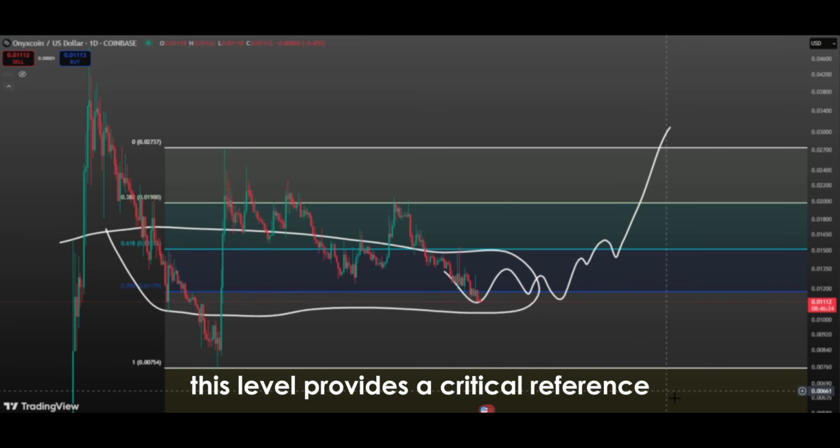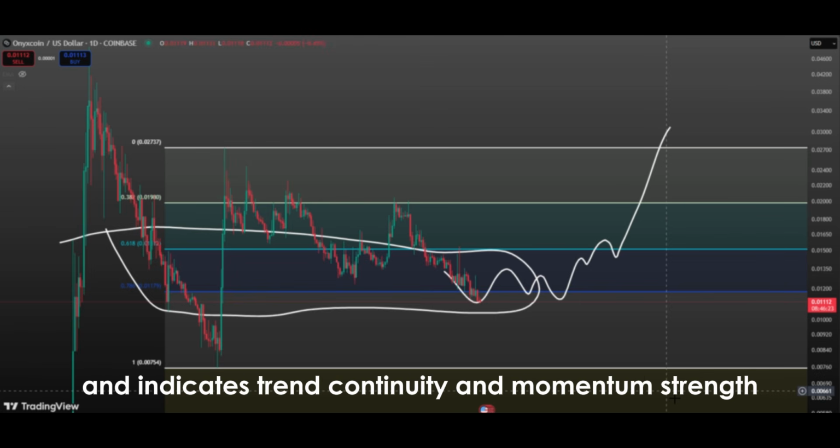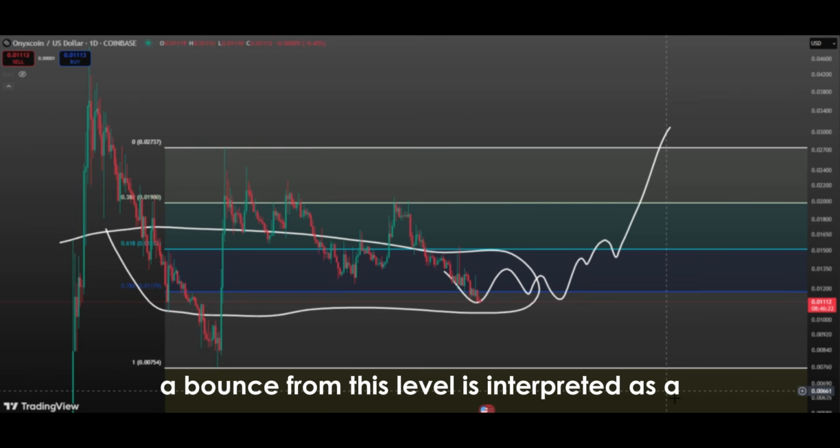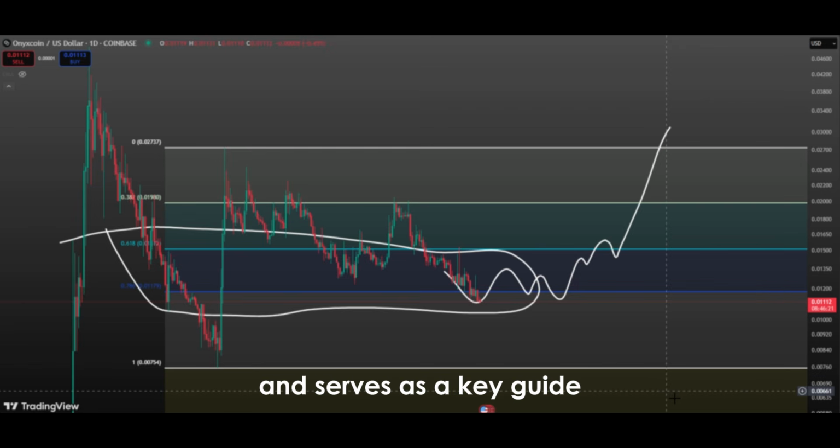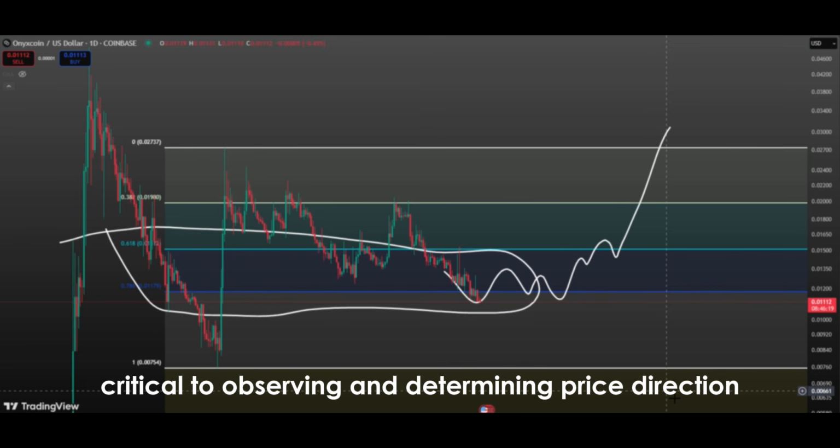In conclusion, when a Fibonacci is drawn from bottom to top, the 0.786 level is extremely important in technical analysis. This level provides a critical reference as a potential reversal point, directly affects market psychology and investor behavior, and indicates trend continuity and momentum strength. A bounce from this level is interpreted as a strong signal that upward movement will continue and serves as a key guide for strategic decision-making. Therefore, the 0.786 Fibonacci level is an indispensable reference point in technical analysis, critical to observing and determining price direction.